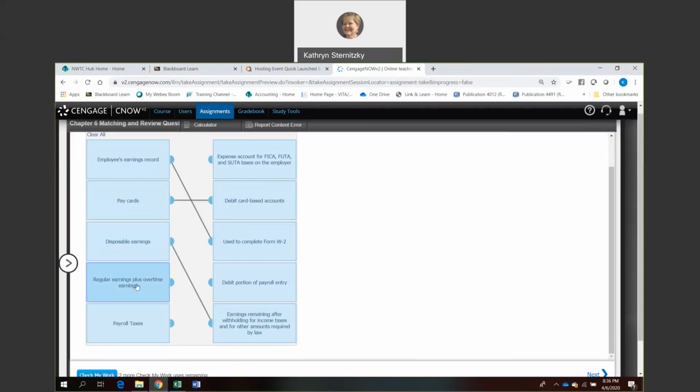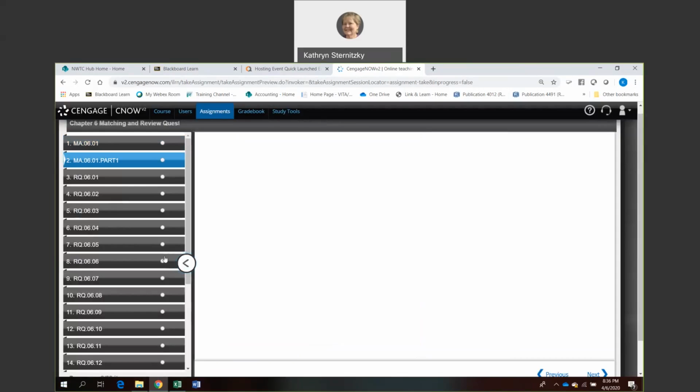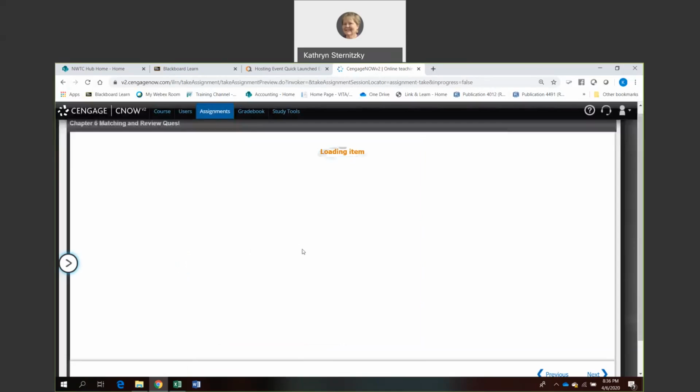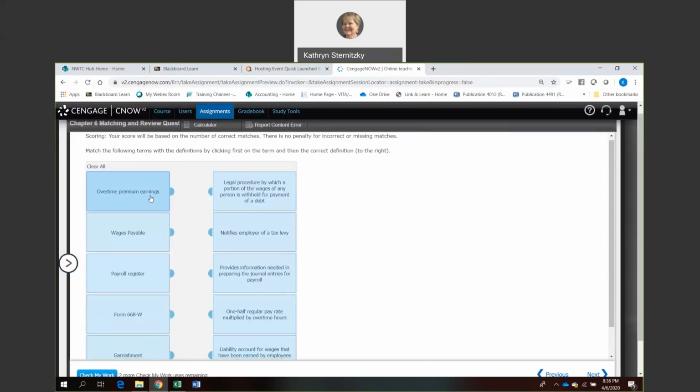Regular earning plus overtime earnings. That is the debit portion of the payroll entry. And payroll taxes are the expense accounts for FICA, FUTA, and SUTA taxes on the employer. The next question, overtime premium is defined as 1/2 of the regular pay rate multiplied by the overtime hours. So they're not saying the overtime rate, they're talking about just the overtime premium, which is 1/2 of the regular pay rate. Most of the time we talk about overtime as time and a half, but that 1/2 is the premium portion.